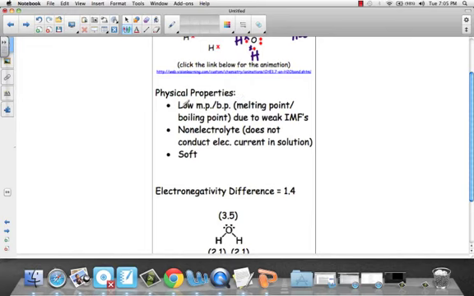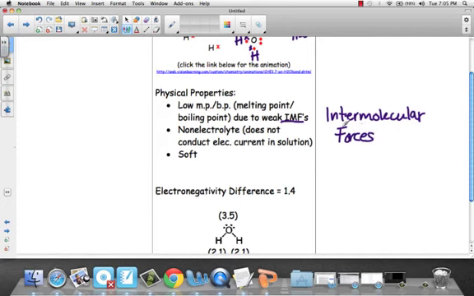Let's look at some physical properties of covalent compounds. They have low melting and boiling points due to weak intermolecular forces. IMFs means intermolecular forces.